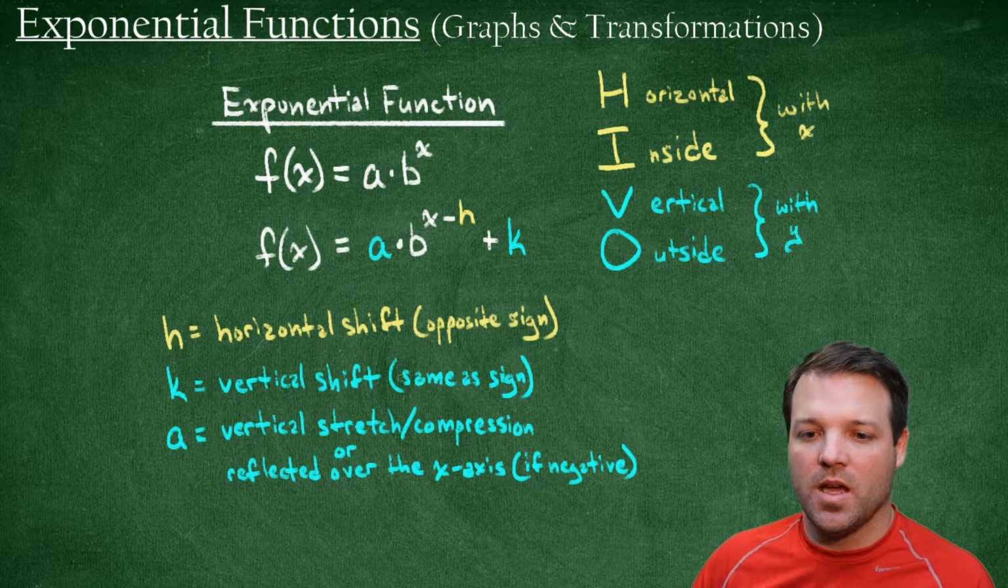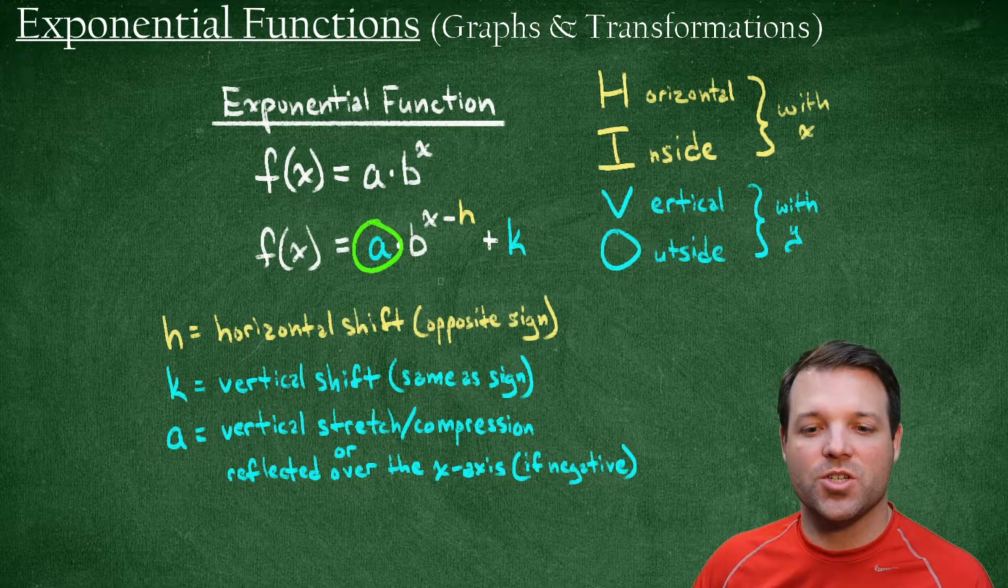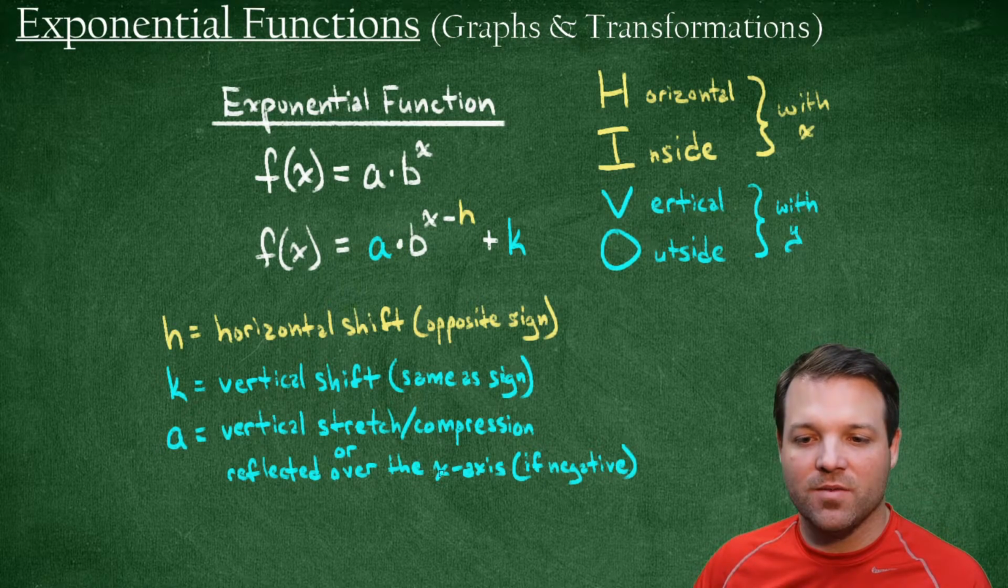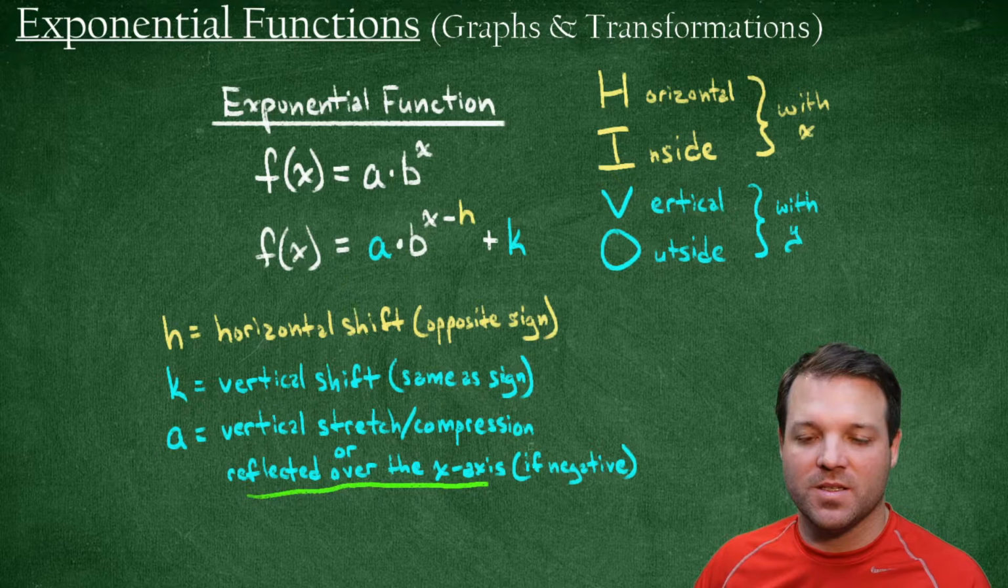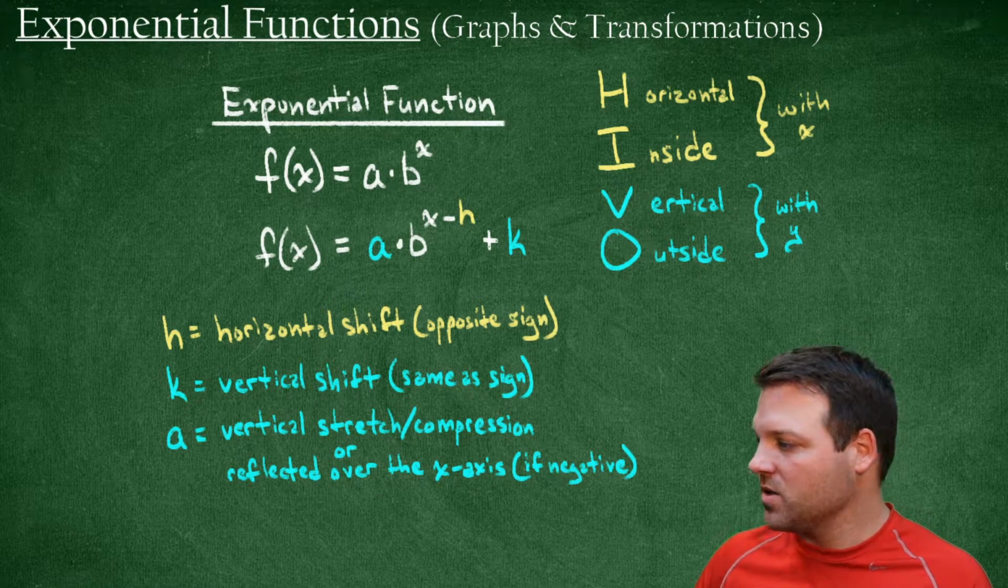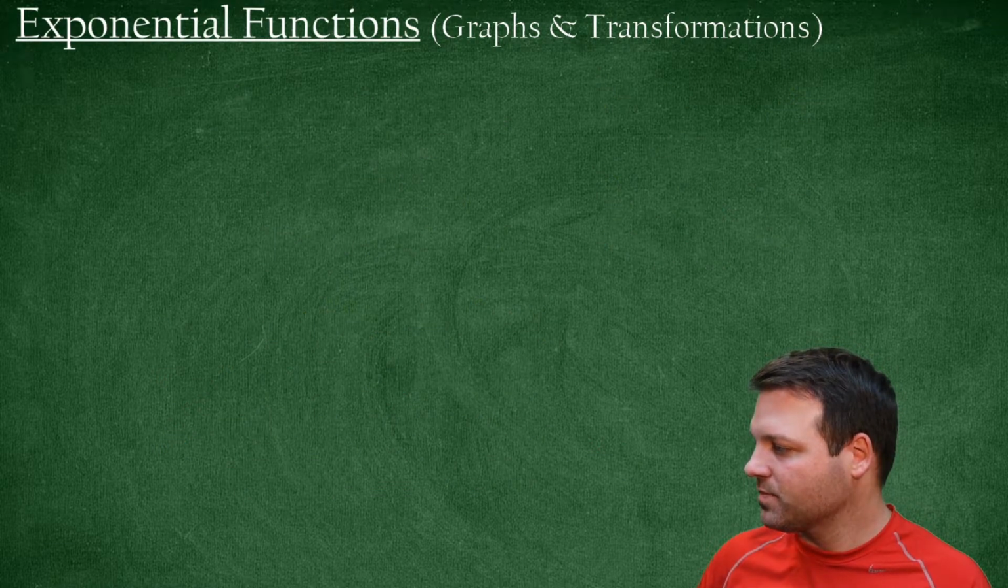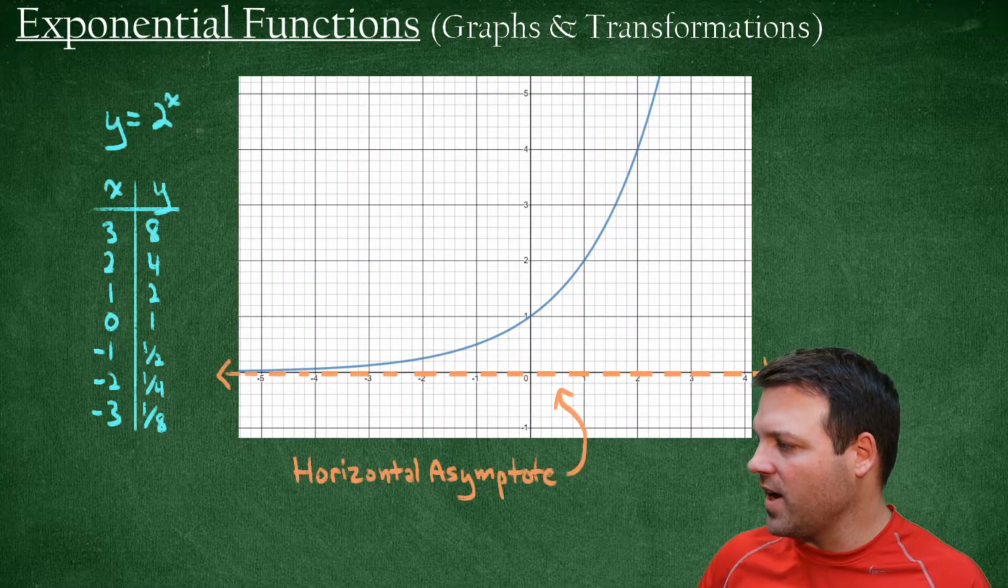Okay. The k right here is going to be a vertical shift, which is the same as the sign. And the a in front is going to be a vertical stretch or compression. Or if a is negative, then it will be flipped vertically as well. Or we would say it is reflected over the x-axis, which is the same thing as saying that. Okay? All right, so let's continue on and take a look at an actual graph.